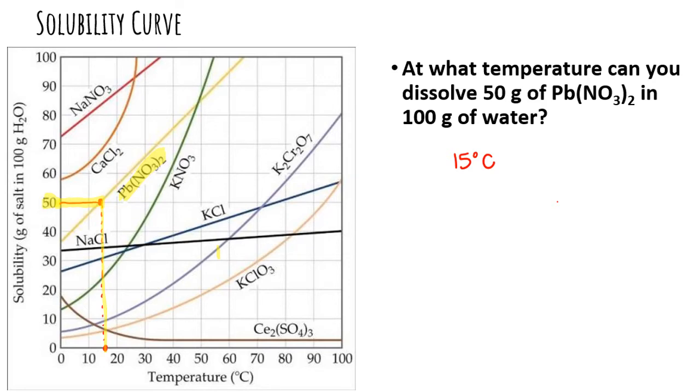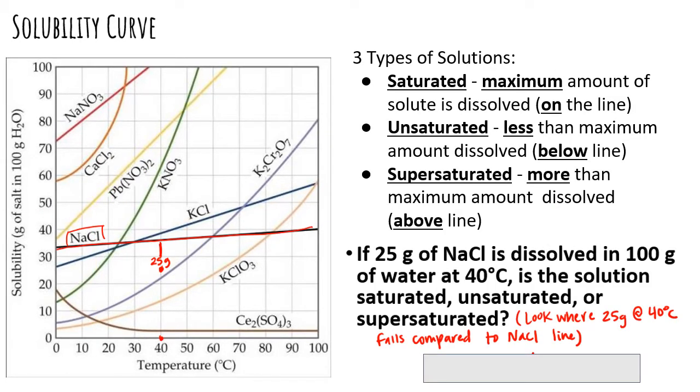Something else that we can see on our solubility curve is if a solution is what we call saturated, unsaturated, or supersaturated. So these are three kind of vocabulary terms that we need to know. The first, saturated, is the maximum amount of the solute is dissolved. We could not put any more into that amount of solvent at this temperature. So on a solubility curve, that is represented by the actual curve itself, the line. So for example, if we're talking about potassium chlorate, anywhere on this line would be considered saturated.